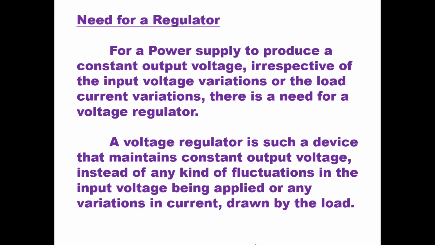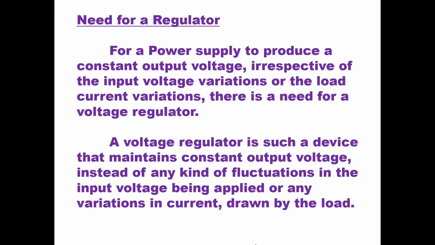So for a power supply to produce a constant output voltage, irrespective of input voltage variation or the load current variation, there is a need for a voltage regulator. A constant perfect voltage for an electronic circuit or electronic appliance is very important. The applied power supply should not vary for any electronic circuit or appliance, otherwise it will malfunction. It will not function properly. That is why we require a voltage regulator.